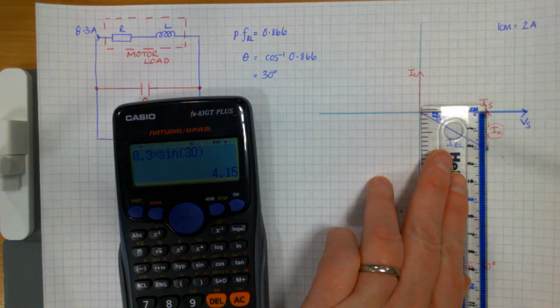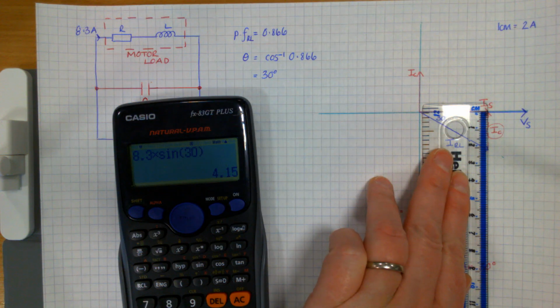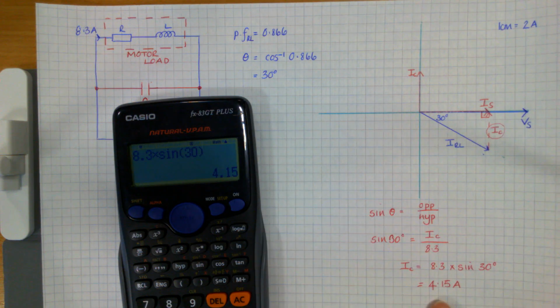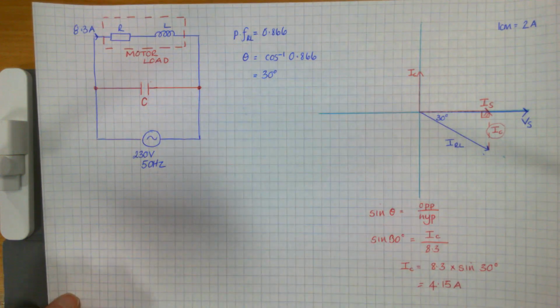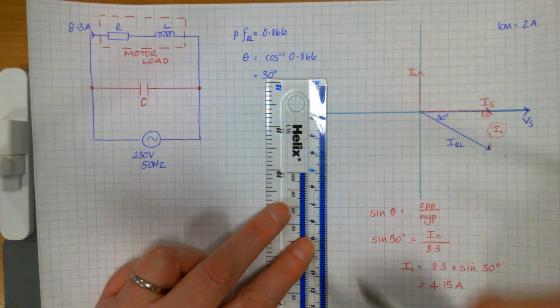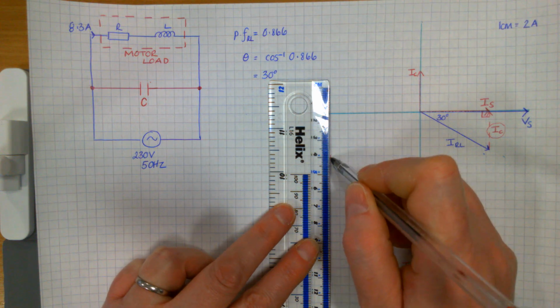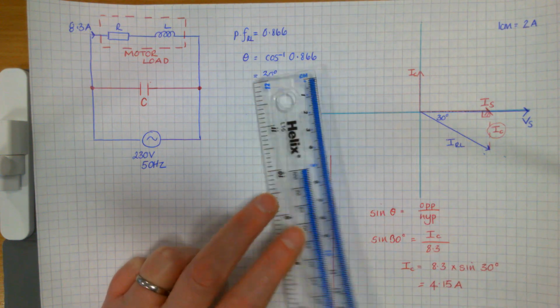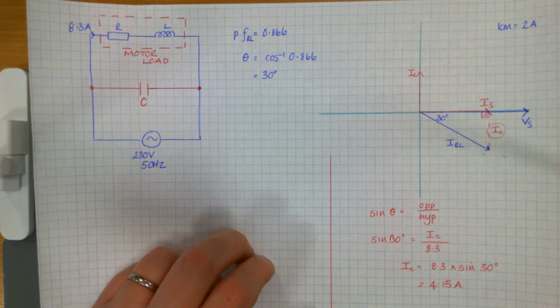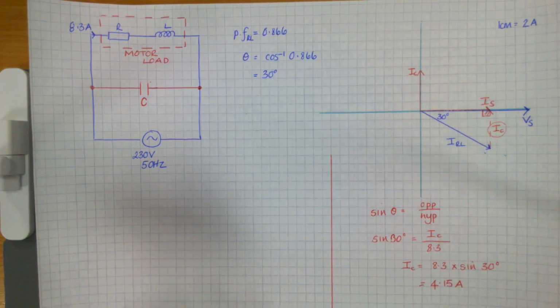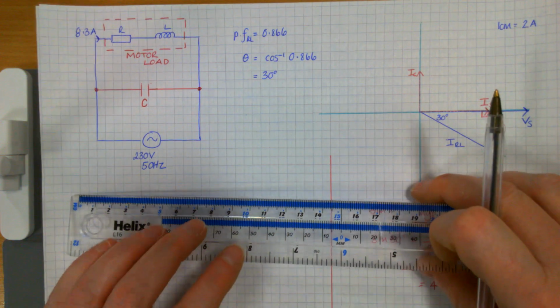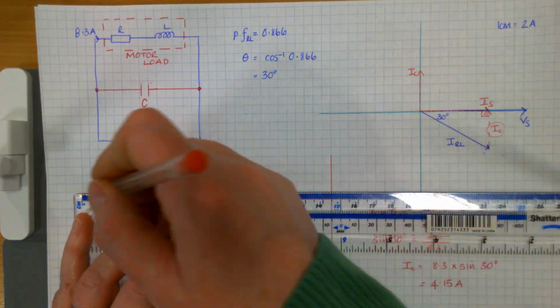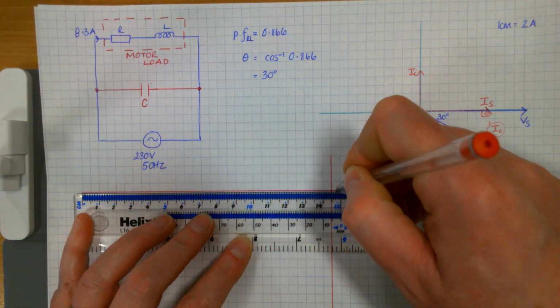And that should tie in with your scale. So my scale, a centimetre equals 2 amps. I'm measuring just over 2 centimetres, so that's just over 4 amps. That's fine. So that's me, I've got my value for IC. Now I want to actually get my capacitor value from this. So to get my capacitor value, I need to know what my XC is, and then get my C from that.